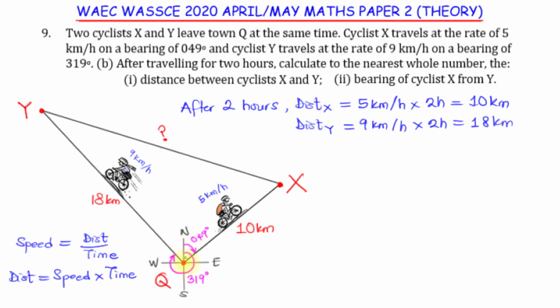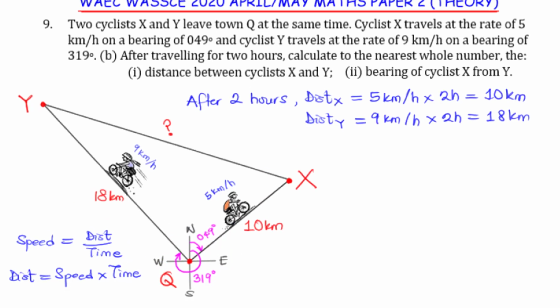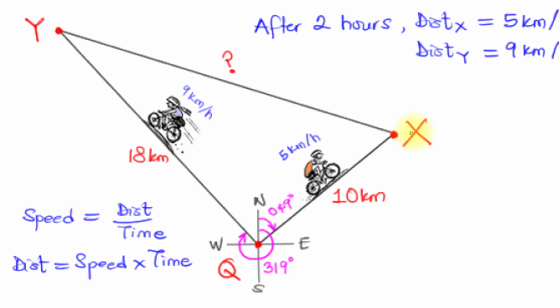So starting from Q, where we are taking our bearing, let's see if we can find this angle so that we can use any of the mathematical rules that we have at our disposal to solve for this length XY, which will correspond to the distance between cyclist X and Y. So here at point Q, originally we have this bearing of X from Q to be 49, and then we have the bearing of Y from Q to be 319, but we want to look for this particular angle. And how do we find that? Look at it. From north to north is the angle at a point, and that is 360 degrees.